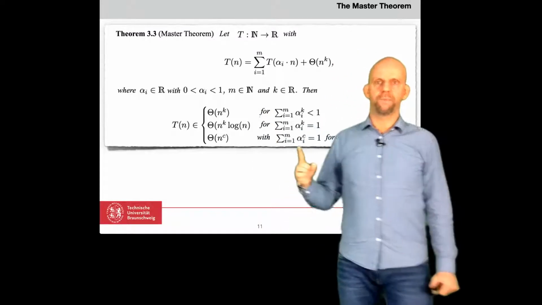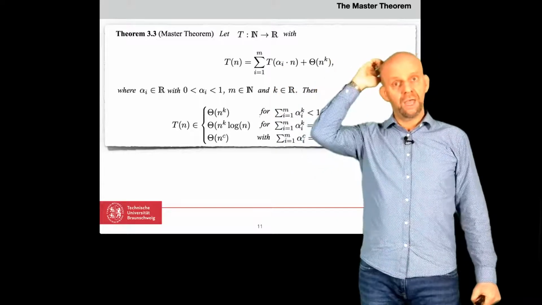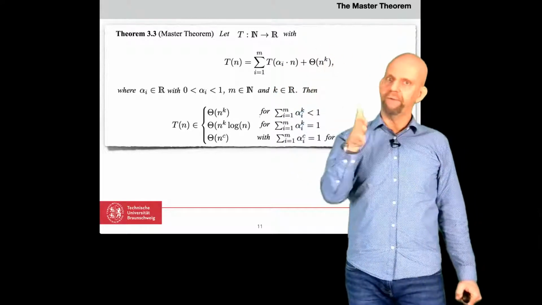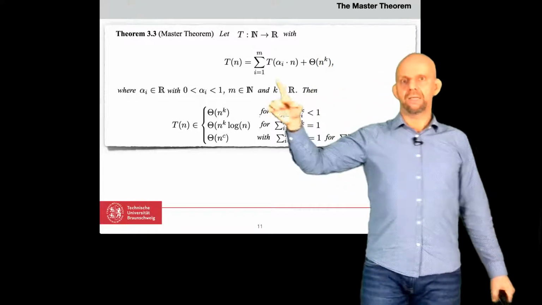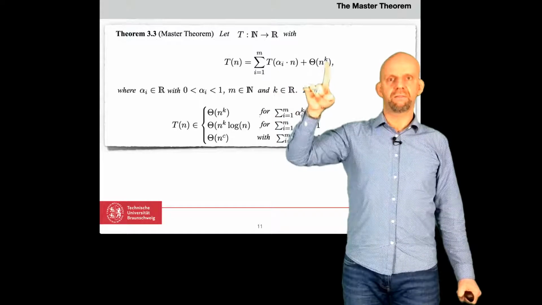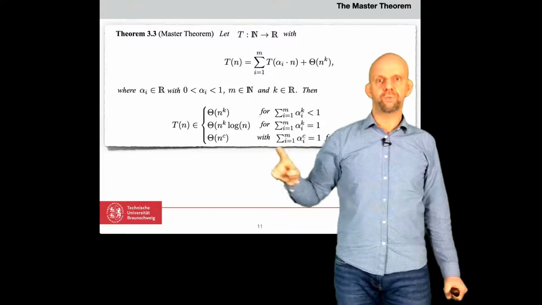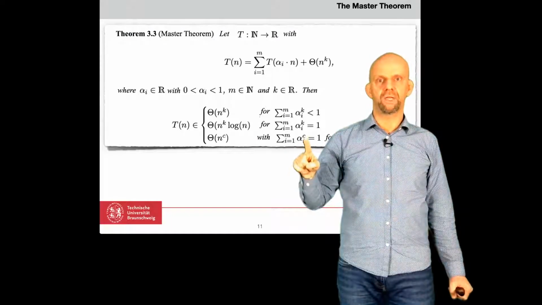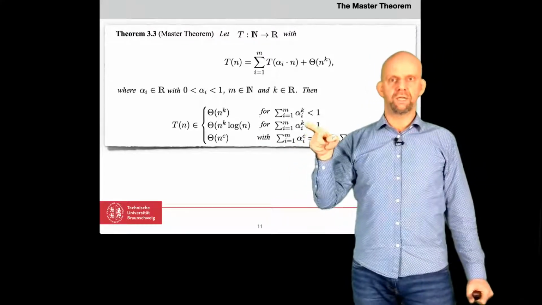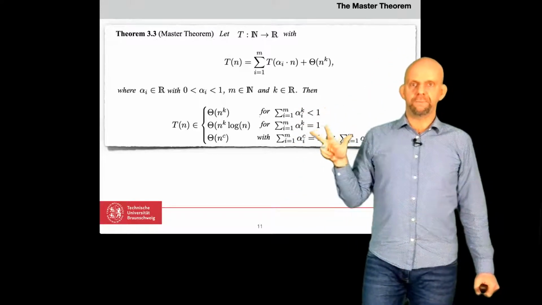All you need to do is look at these parameters to the kth power. The overhead that you incur for every recursion step has an impact on the size of the problem, and you look at the kth power of alpha i. This is what you do here. You see alpha i to the k. Well, here's the k. We'll talk about the c in a second. And there are three cases.